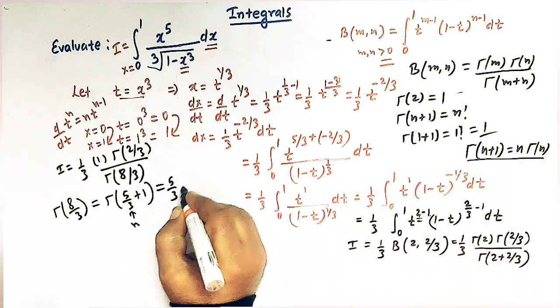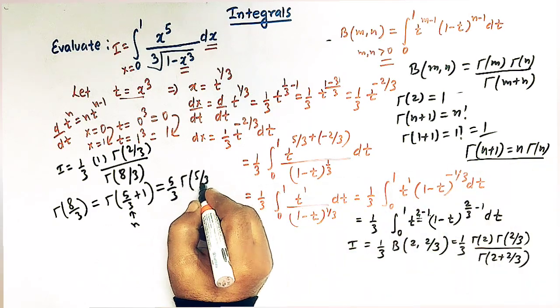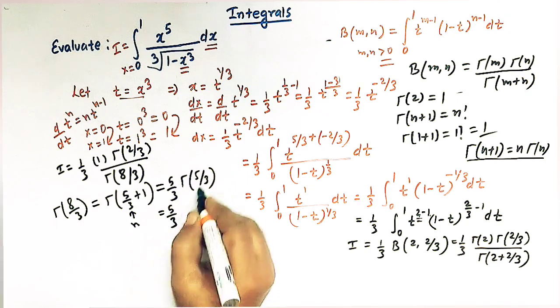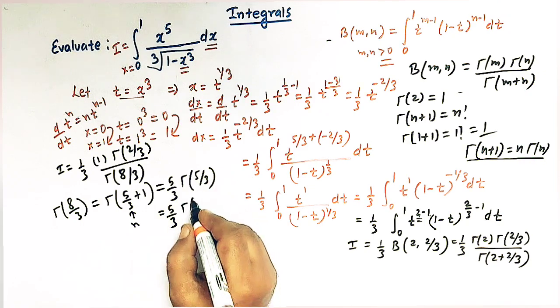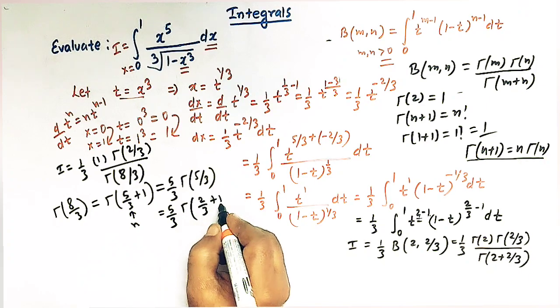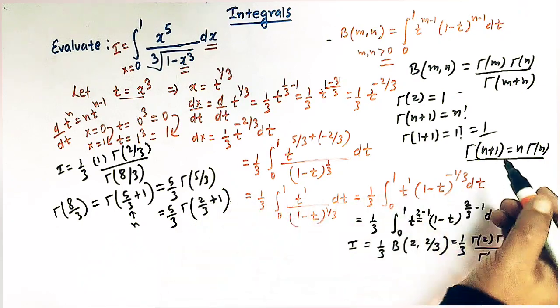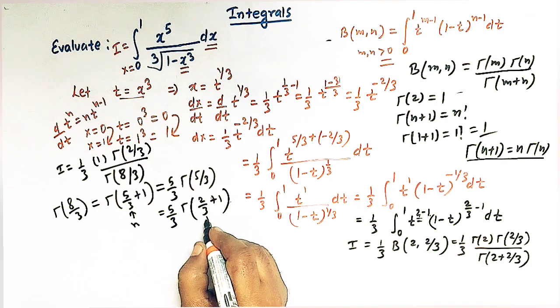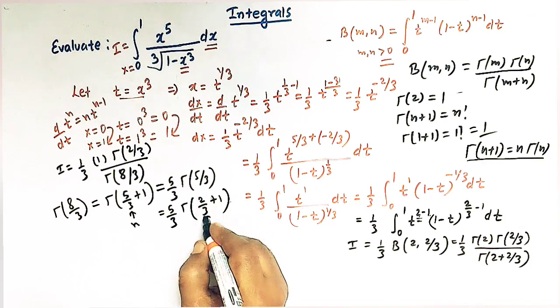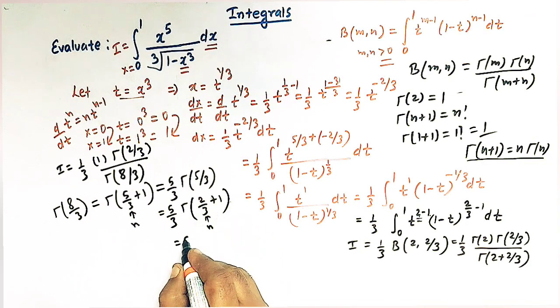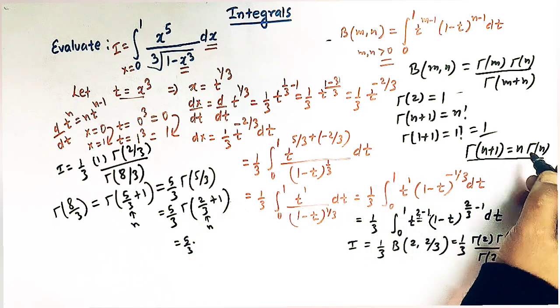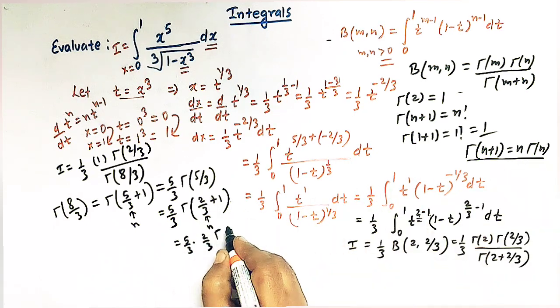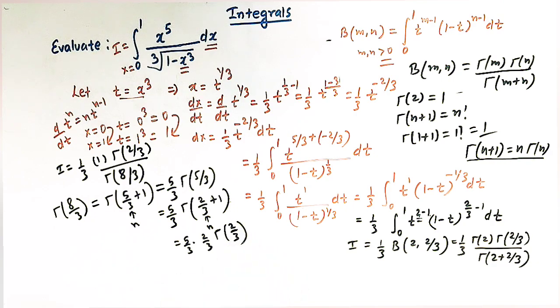So we have 5 over 3 gamma 5 over 3. Now further 5 over 3 can be written as 2 over 3 plus 1. Now again this term is similar to this one, n plus 1, and again n is a positive fraction, that is 2 by 3. So we have 5 over 3, and applying this rule we have 2 over 3 gamma 2 over 3, right? So this is 5 times 2 is 10, 3 times 3 is 9, and gamma 2 over 3.